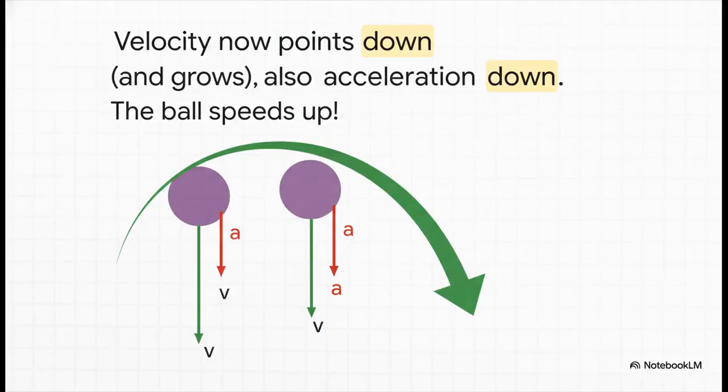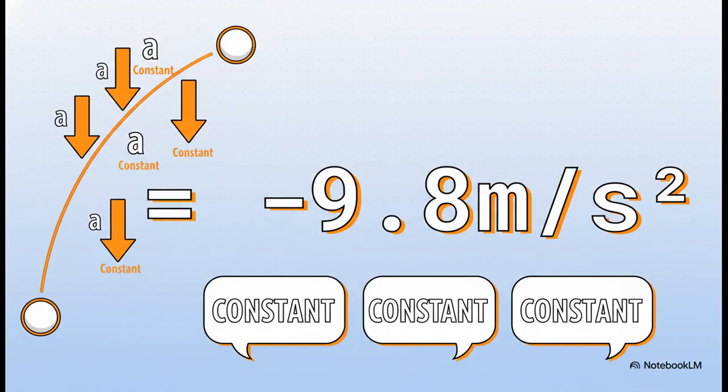And now for the easy part, the trip down. The velocity is pointing down, and the acceleration is, you guessed it, still pointing down. And when velocity and acceleration are on the same team, pointing in the same direction, the object speeds up. That's why it gets faster and faster as it falls. So the big, crucial takeaway here is that through the entire flight, up, peak, and down, the acceleration is constant. It doesn't change. Near Earth, it's always about 9.8 meters per second squared, and we just use a negative sign to show it's pointing down. It is constant.